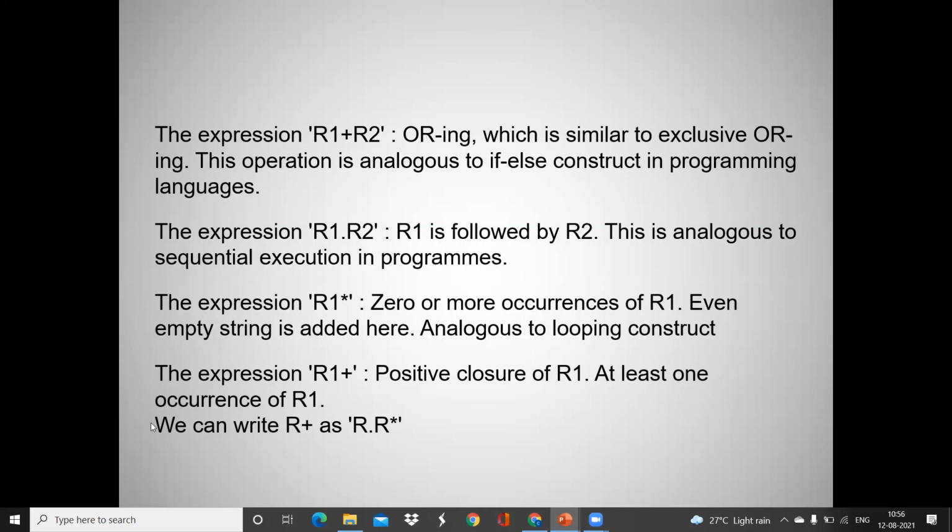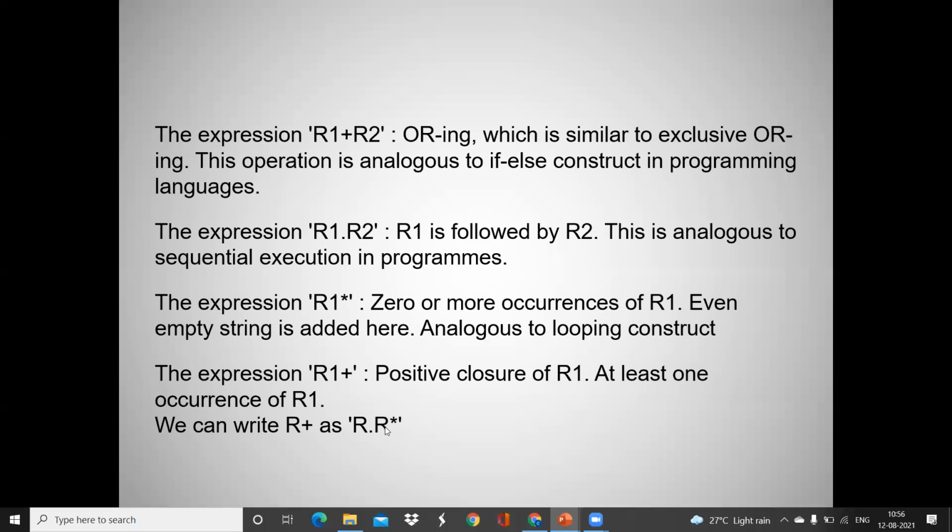So yes, one more thing here. We can write this R plus as R dot R star. So R star means zero or more occurrences. So if there are no occurrences, then there will be one R, one occurrence of R.